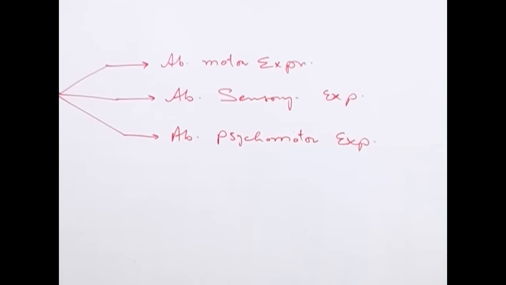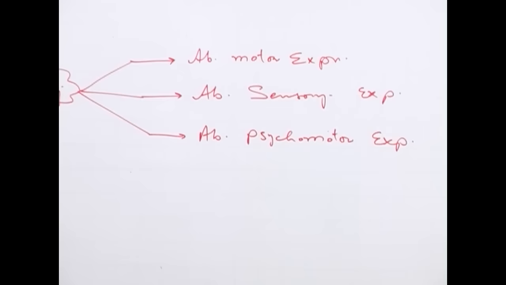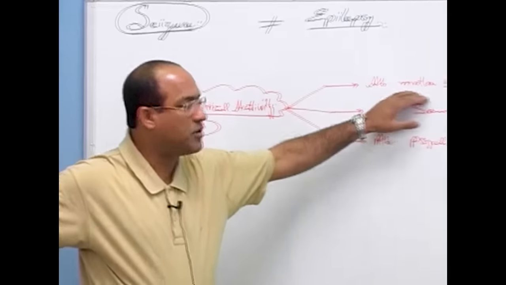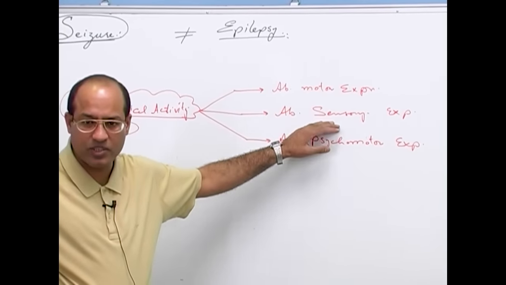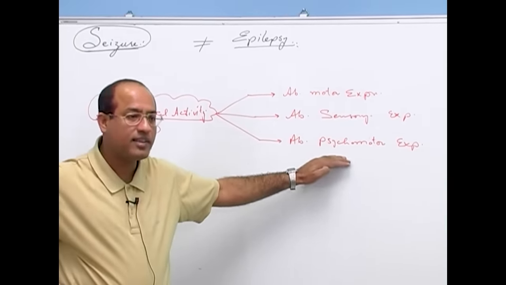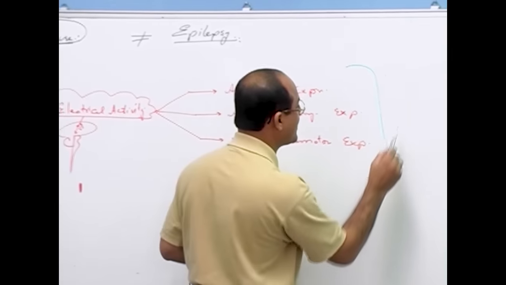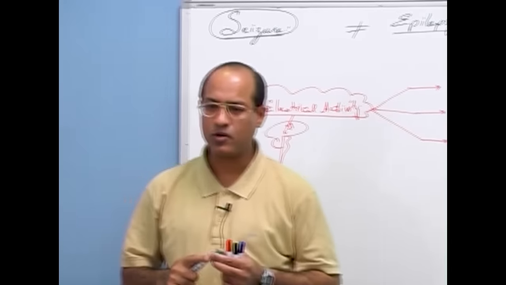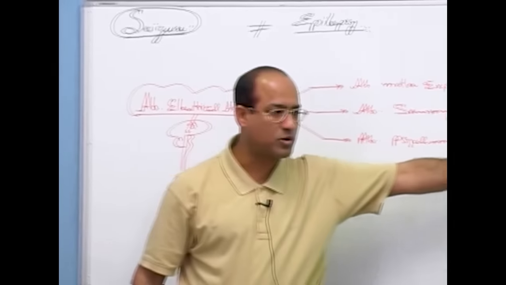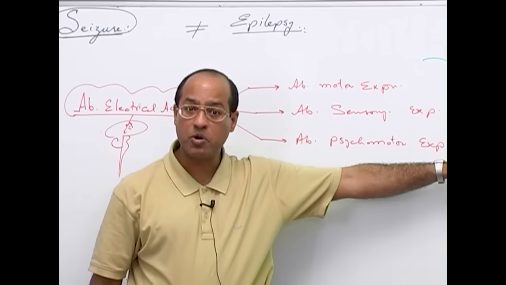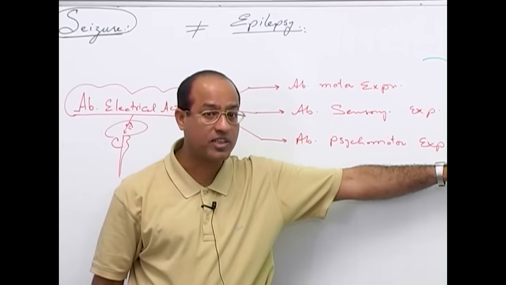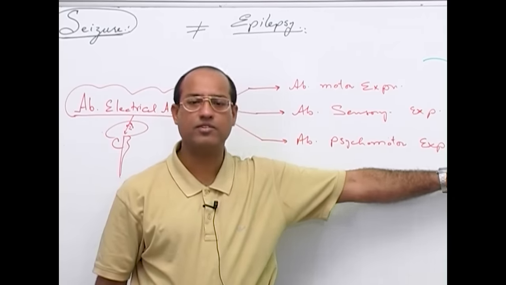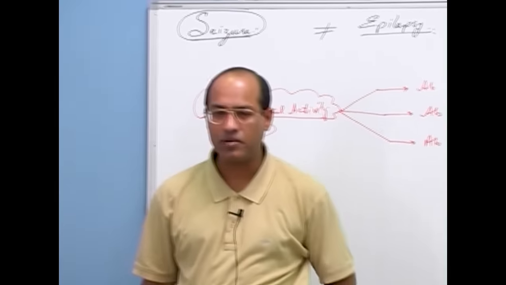If any one of you develops some abnormal activity in your central nervous system, and due to that abnormal electrical activity, you pass through an experience in which there is some abnormal motor experience or abnormal sensory experience or abnormal psychomotor experience, then we call it seizure. If I don't know the spelling, don't worry, right? That is called seizure. From today onward, what is seizure? Some abnormal motor activities or sensory experiences or psychomotor experiences which occur due to abnormal electrical activity in the central nervous system. But every seizure is not epilepsy.